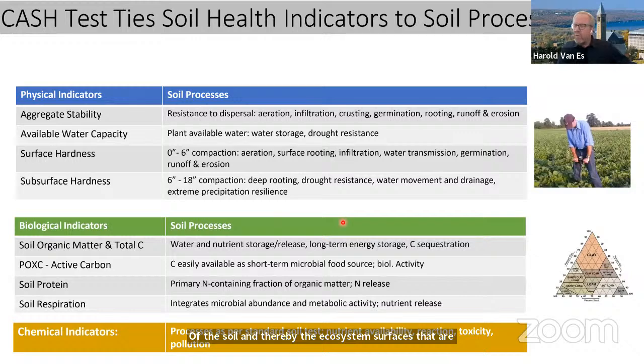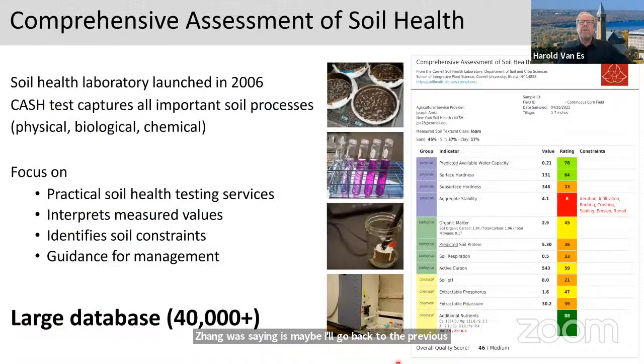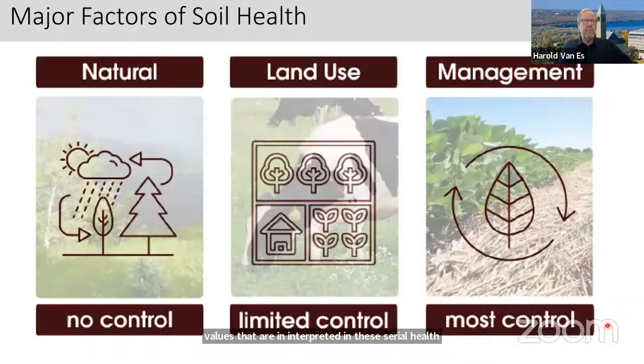Similarly to what Dr. Zhang was saying, maybe I'll go back to the previous slide, we also look at an overall soil health score, which is the unweighted mean of the values that are interpreted in these soil health scores that were mentioned earlier. Out of this research, one of the main ideas that came out of that is that we can recognize 3 different factors related to soil health.